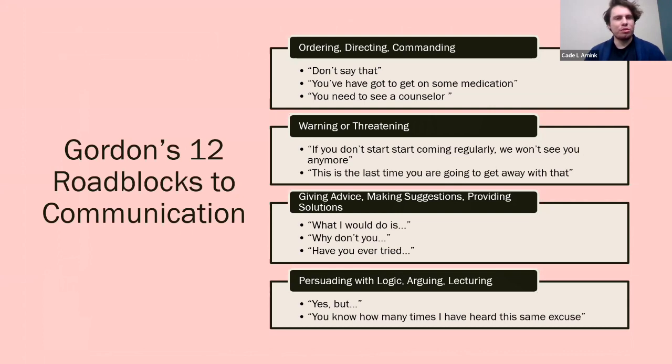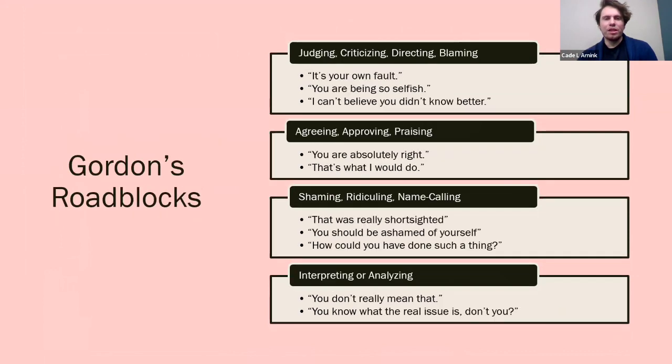These are developed by Thomas Gordon, and I don't want to read them word for word, but generally there's 12 roadblocks, and they follow these: ordering, directing, commanding, things like you have to get some medication; warning or threatening people, like this is the last time you're gonna get away with that; giving advice, making suggestions, providing solutions, things like what I would do is, have you tried this? Persuading with logic, arguing, lecturing; judging, criticizing, blaming. It's your own fault. I can't believe you didn't know better. Even agreeing, approving, praising. You are absolutely right. That's what I would do.